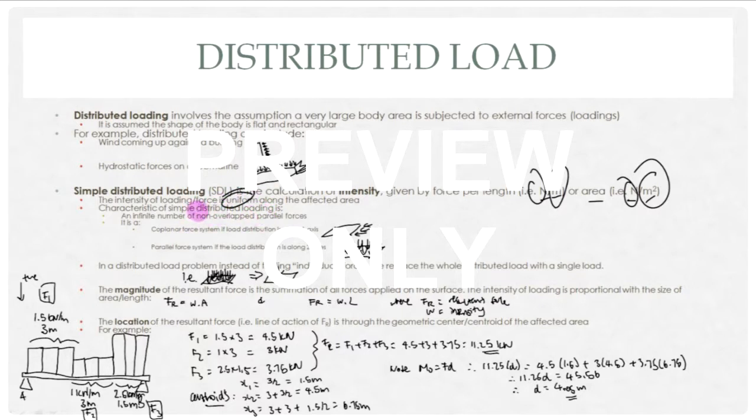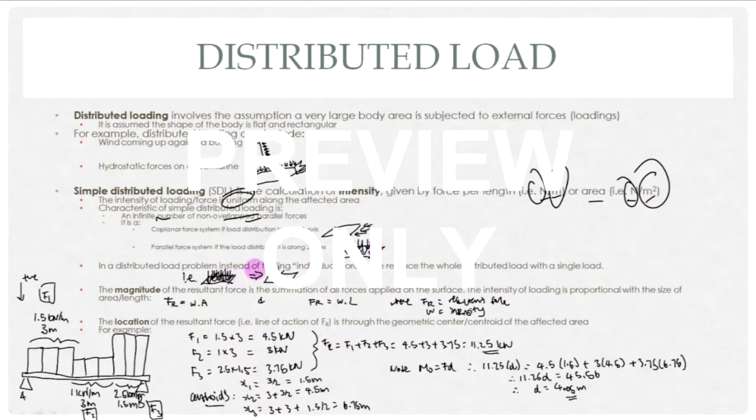The characteristic of simple distributed loading is an infinite number of non-overlapped parallel forces. The reason there's an infinite number is because it needs to be uniform, and the reason it's non-overlapped is because if it overlaps, they're going to interfere with one another. It is a coplanar force system if distributed along one axis, so as you can see it's just along one plane. On the other hand, in a parallel force system, the load distribution is along two axes, so as you can see it's coming all around there.